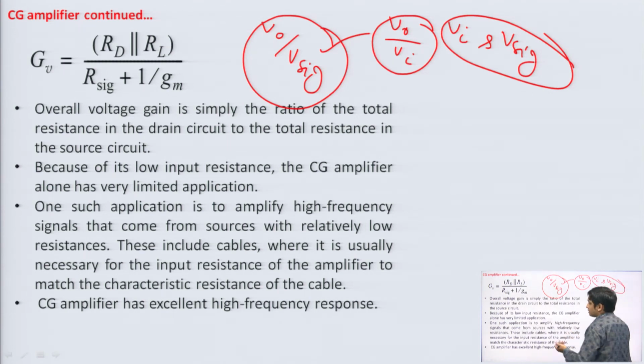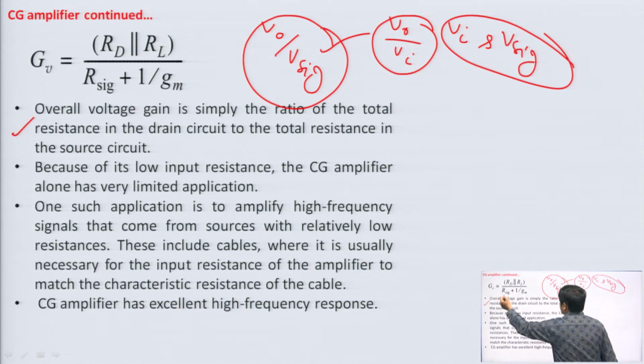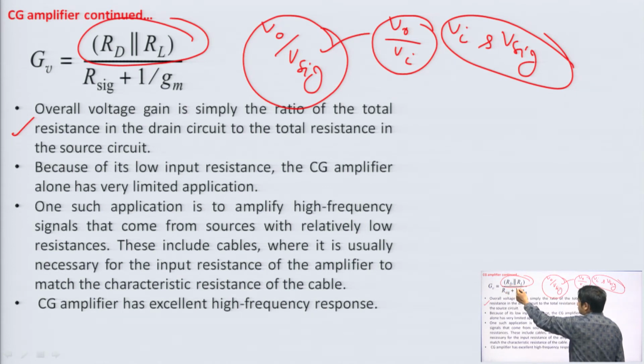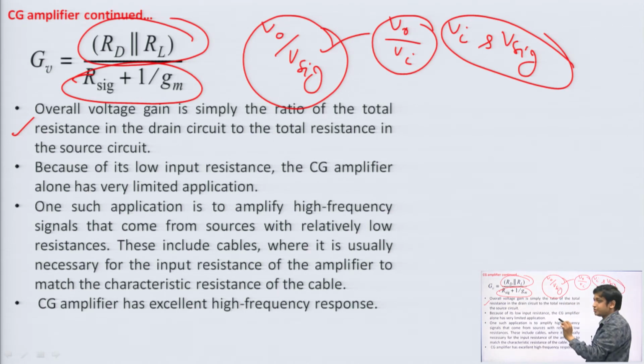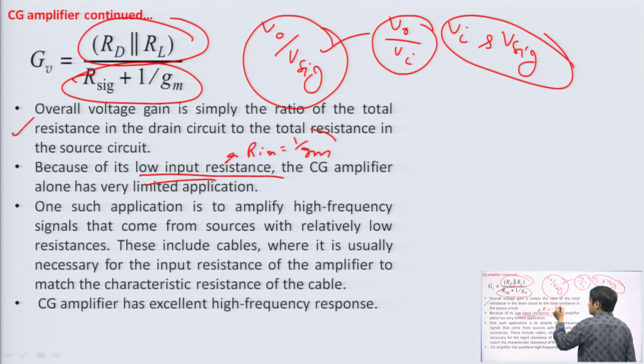So, you can see that the overall voltage gain is again simply the ratio of the total resistance in the drain circuit, that is R D parallel to R L, if we are considering this R L, and the total resistance in the source circuit, that is now R sig plus 1 by G M. R sig is the internal resistance of the input signal source, 1 by G M is the source resistance. Because of its low input resistance, the input resistance which we are getting for common gate amplifier is 1 by G M, that is small.